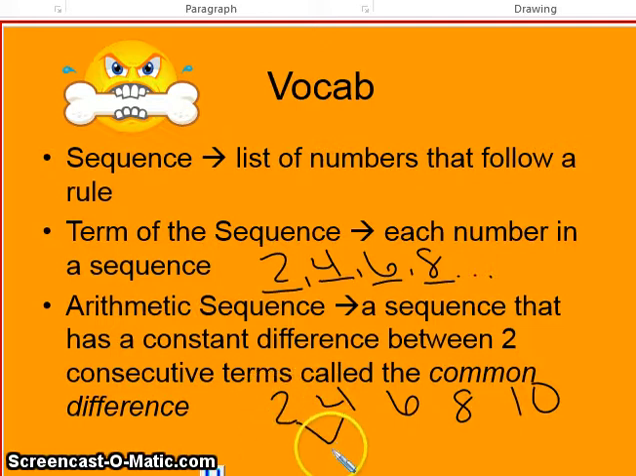So the difference between 2 and 4 is 2. The difference between 4 and 6 is 2. The difference between 6 and 8 is 2. The difference between 8 and 10 is 2. So in this case, our common difference is 2.